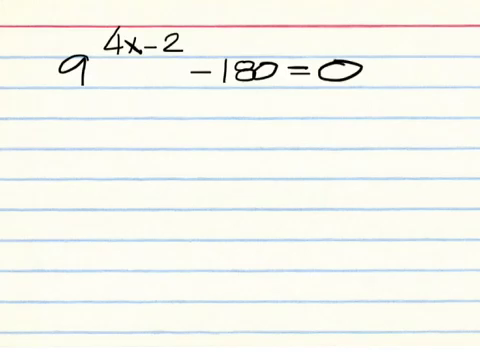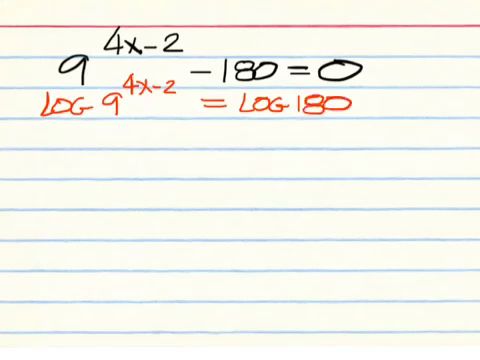In this practice problem, you will have 9 to the 4x minus 2 power minus 180 equals 0. Solution for this problem is you're going to need a log of both sides first. So log 9 to the 4x minus 2 power. And of course that's going to be after you move the 180 to the right and make it positive. I skipped that step. Now move the 4x plus 2 to the left and close it in parentheses. Keep everything else the same.